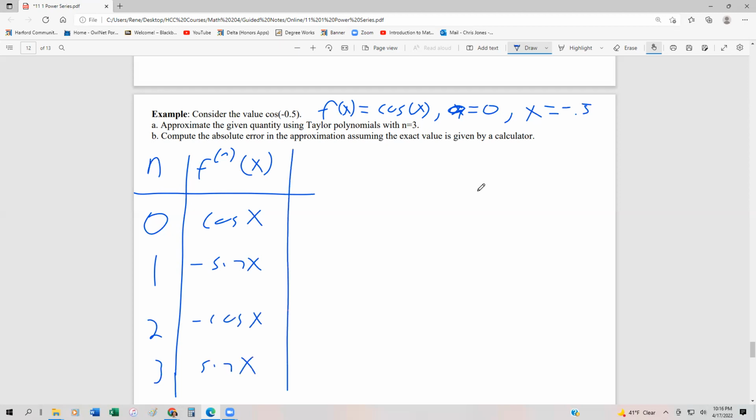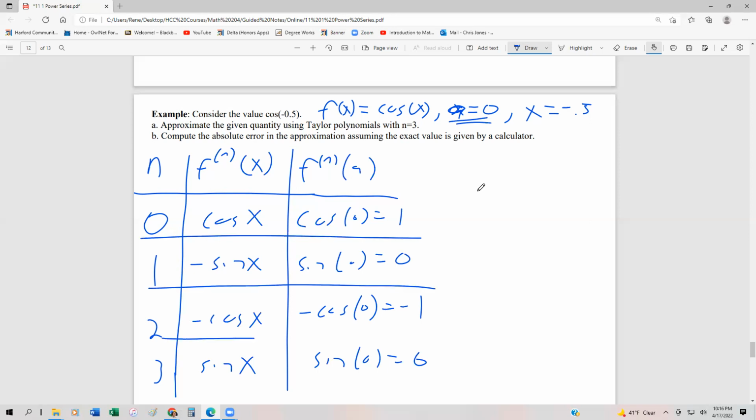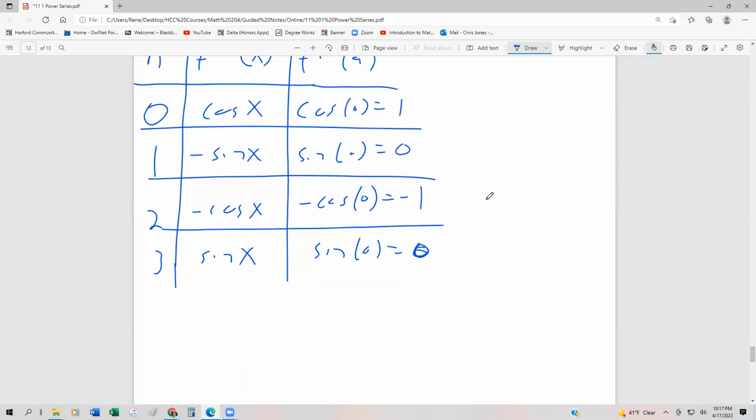And now we're going to substitute back in 0. All right, so this is going to be f^n at a. So we say cos of 0, which is 1, sine of 0, which is 0, negative cos of 0, which is negative 1, and then sine of 0, which is 0. We're going to hold on to these because these are going to be the values that we substitute back in for the third degree polynomial.